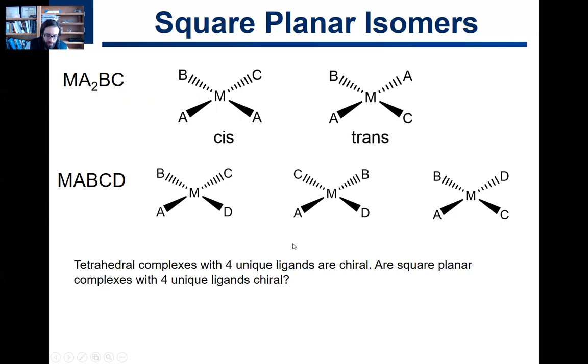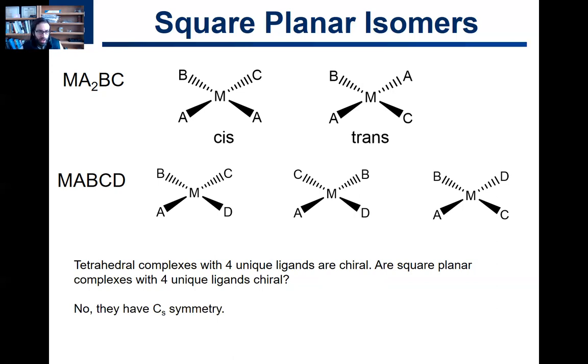Now, here's something interesting I want to make a connection to. You may remember from your introductory organic courses that if you have a tetrahedral center, right, carbon is tetrahedral, and you have 4 unique ligands, like a carbon with 4 unique atoms or 4 unique functional groups on the end of the carbon, that is chiral, okay? And so a question to think about is, are square planar complexes with 4 unique ligands chiral as well? The tetrahedral centers, they are. Are they with square planar?